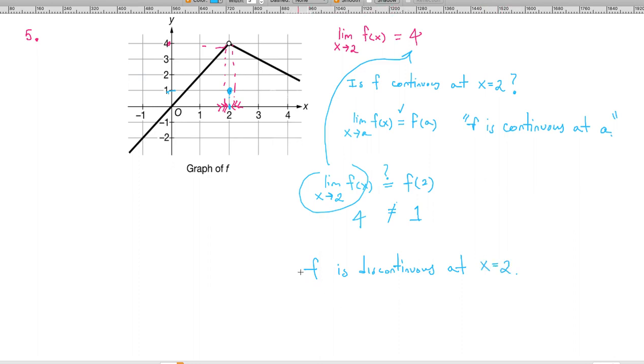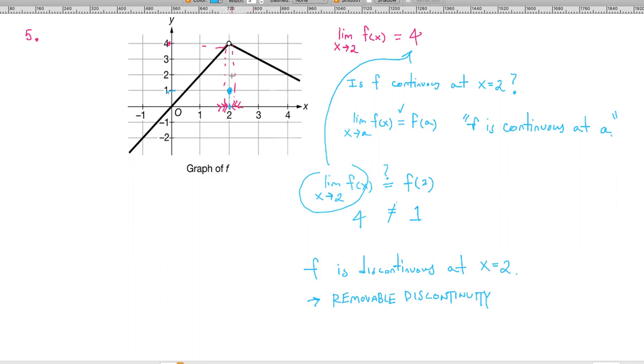I could say, what type of discontinuity is it? And it is a removable discontinuity. Know that this type is a removable discontinuity. I apologize if I said continuity. Discontinuity, right? And that's just because it's the hole.